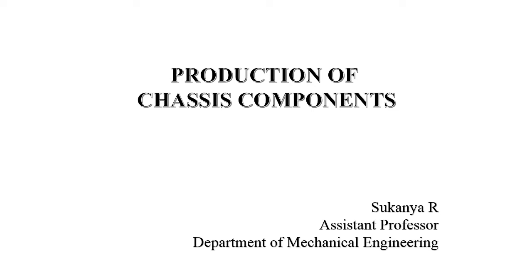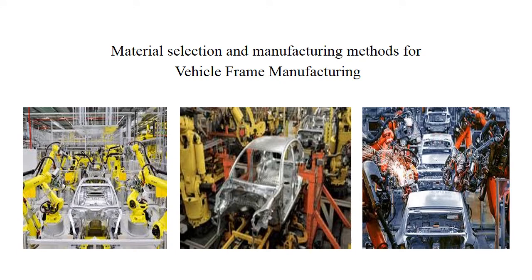Welcome to the lecture on production of automotive components. Here we'll be dealing with the fourth unit, which is chassis components. First we'll talk about the material selection and manufacturing methods for vehicle frame manufacturing.